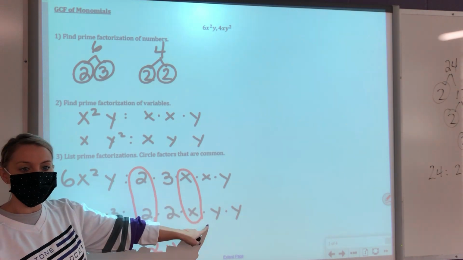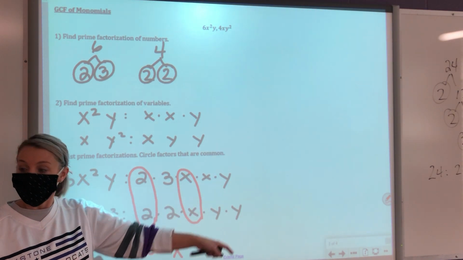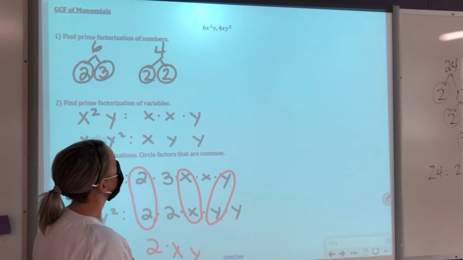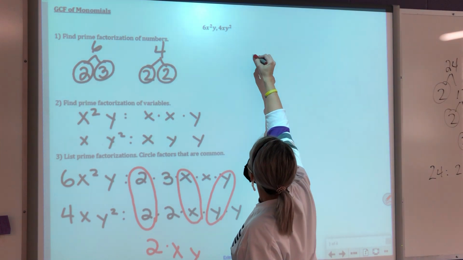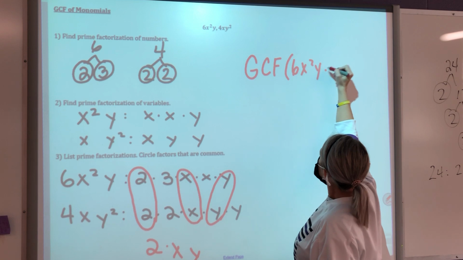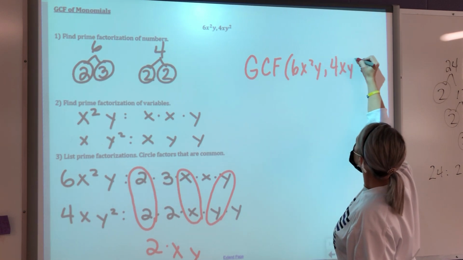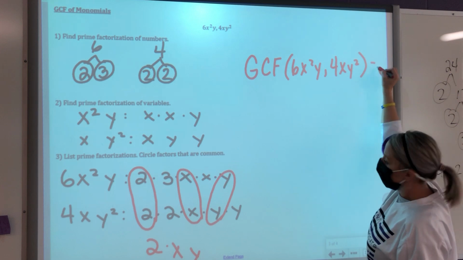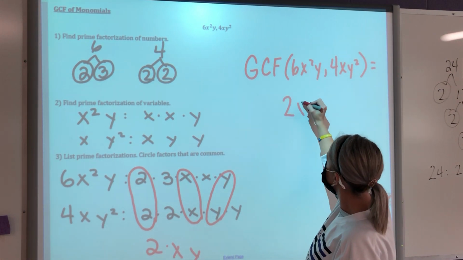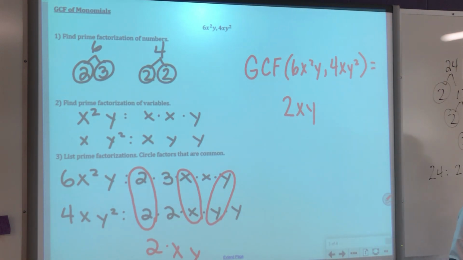Okay, any more x's in common? No. Okay, what about y? We have one y in common, so I bring it down. So, what is the GCF of 6x squared y and 4xy squared? 2xy. They have a 2 in common, they have an x in common, and they have a y in common. It's actually way simpler. That is super easy.